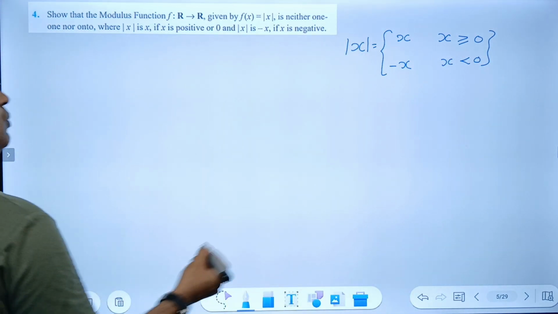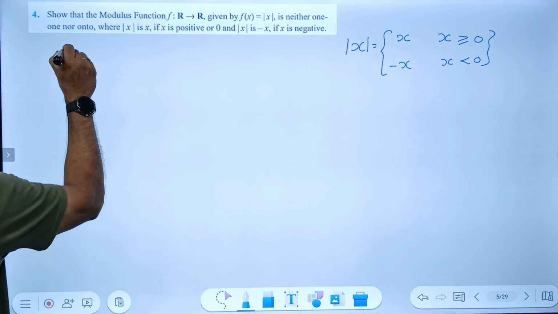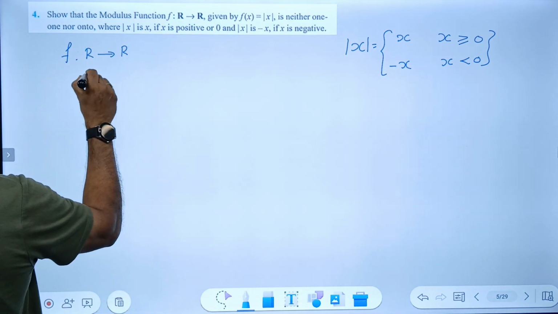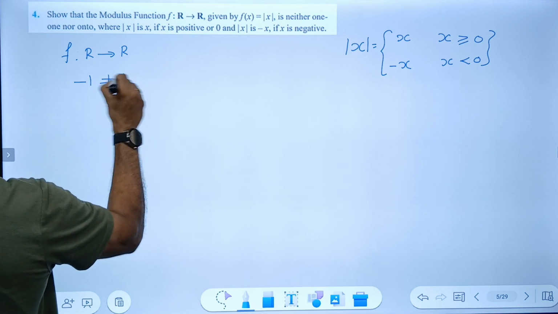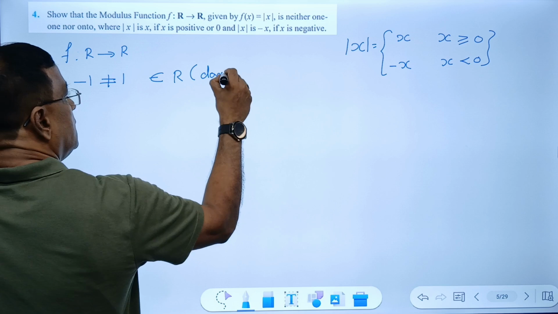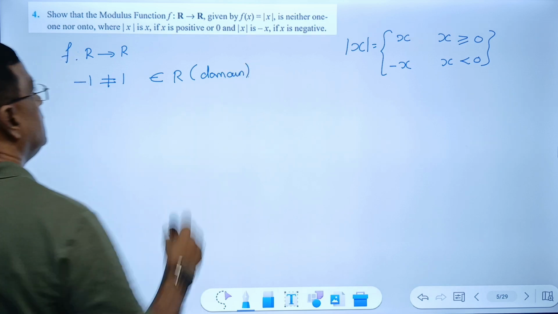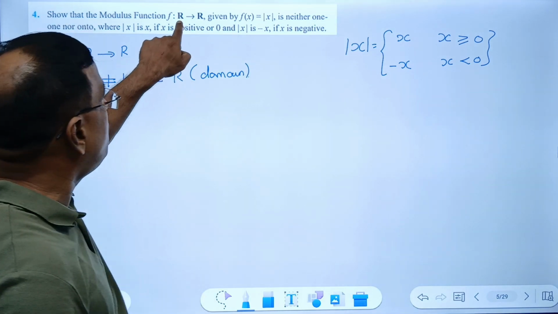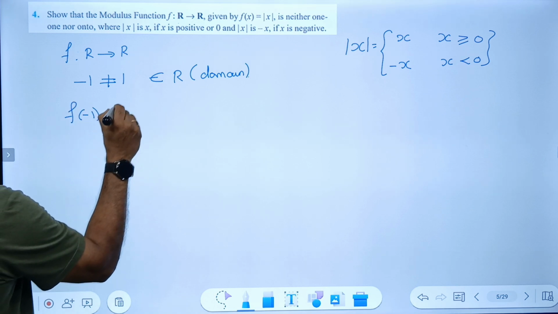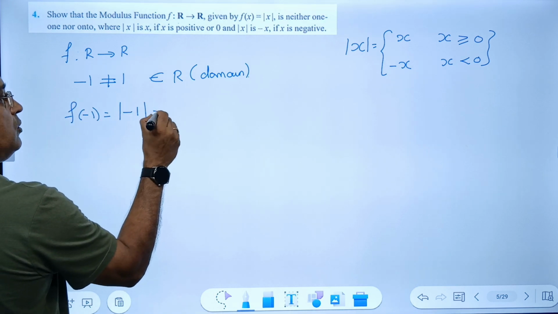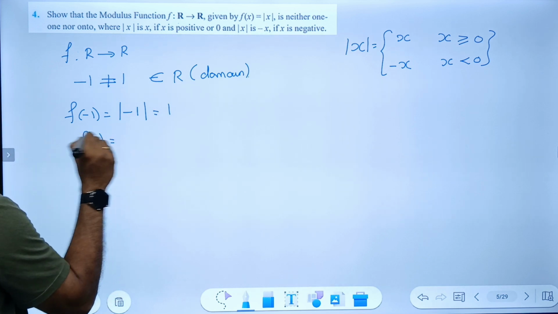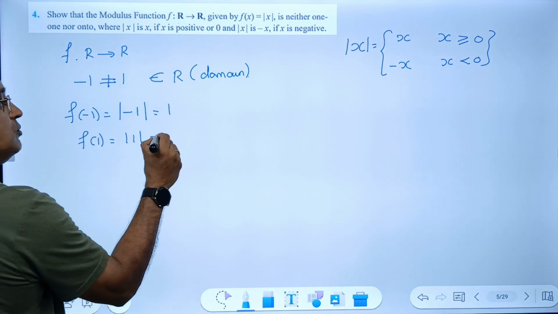Now I have to show it's 1 to 1 or not. So what I will do, I'll choose 2 numbers, minus 1 and 1, which belong to real numbers in the domain. They belong to the domain. Now what is f of minus 1? It is modulus of minus 1. You know, modulus of minus 1 is 1. And what is f of 1? F of 1 is modulus of 1, which is also 1.